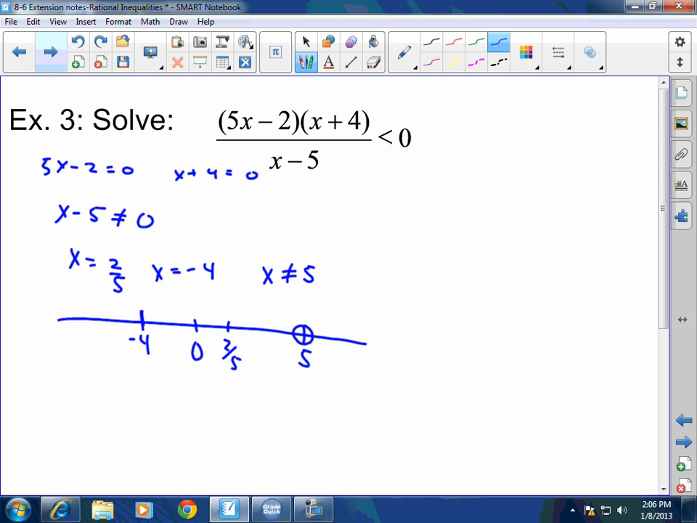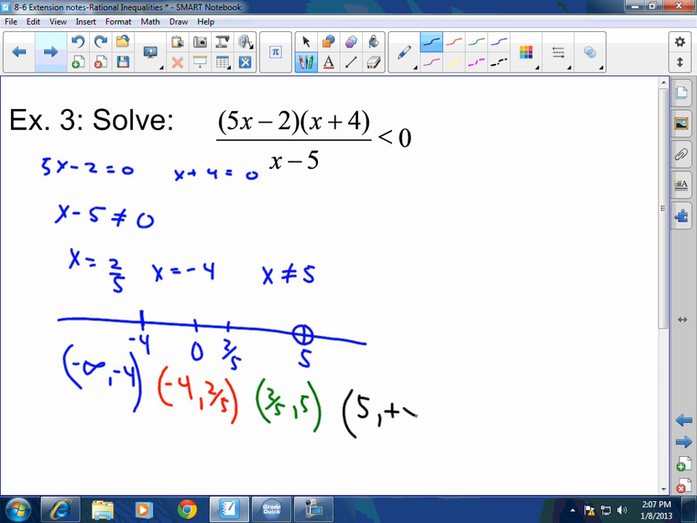So now I have from negative infinity to negative 4, right? Then I have from negative 4 to 2 fifths. Oh, no, actually, just 3 intervals again. No, 4. And then I have from 2 fifths to 5, and then I have from 5 to positive infinity. Does everyone see how I got those intervals? If you did not, then just ask me.